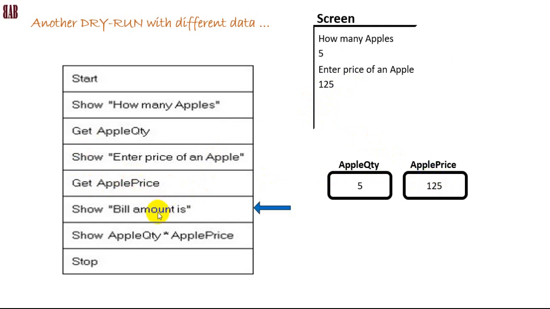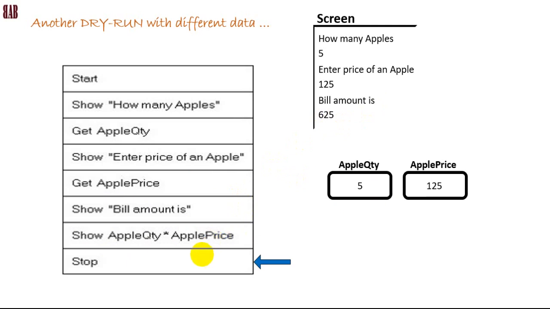Then we go to the next line, which says show bill amount is. Sorry, it will show bill amount is. If you want to say total, then we have to include the word total also in here. There is no word total here, so you just say bill amount is. Then go to the next line, which is to say apple quantity multiplied by price. Show means come on the screen. So apple quantity this time is 5. Apple price is 125. So 5 into 125 gets multiplied, and that result goes onto the screen as 625. Then you go to the next line, and that brings us to the end.